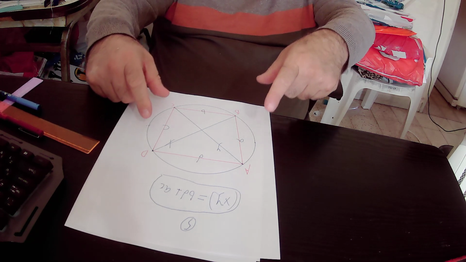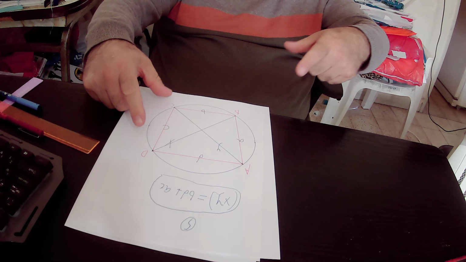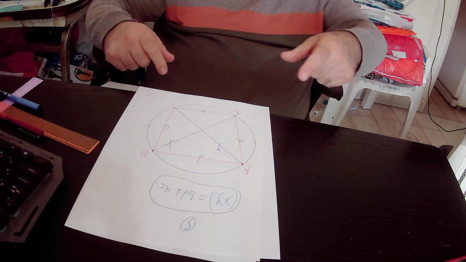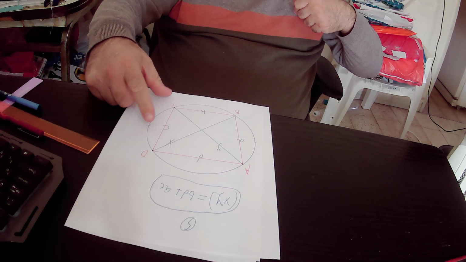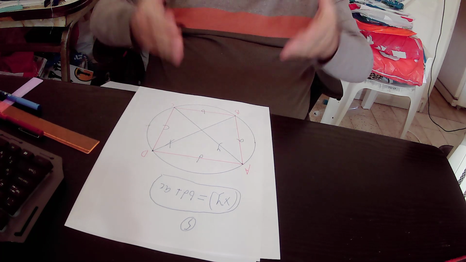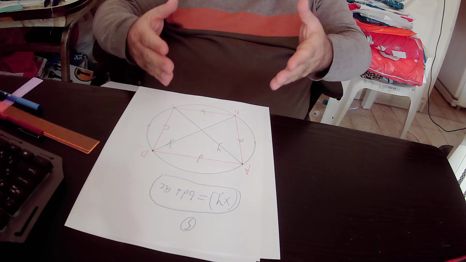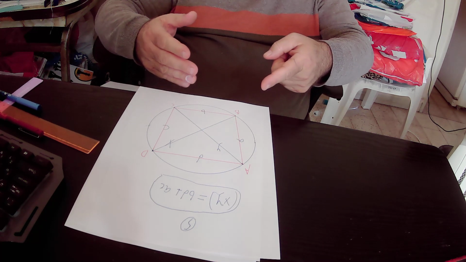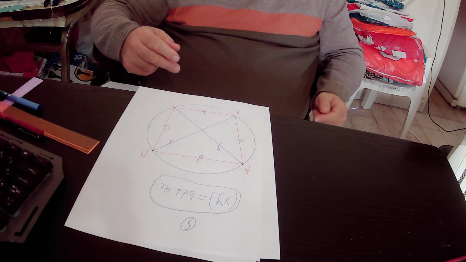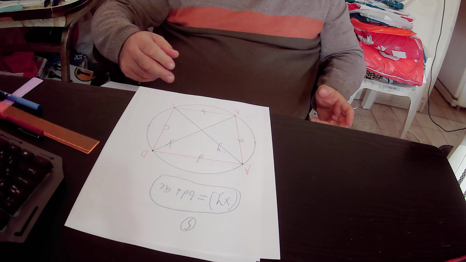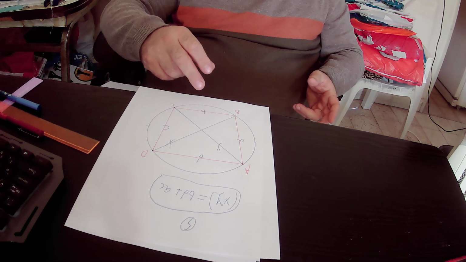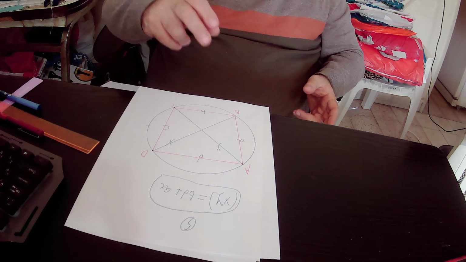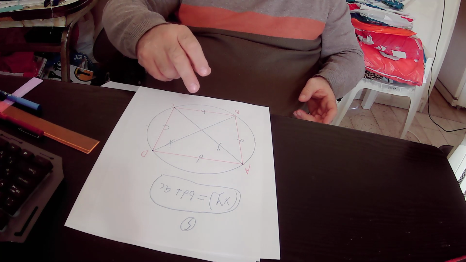Side AB is opposite to side CD in quadrilateral ABCD. The size of side AB is A units and the size of side DC is C units. Therefore, the product of those two opposite sides is A times C. So actually we have two products of the two pairs of opposite sides of quadrilateral ABCD.